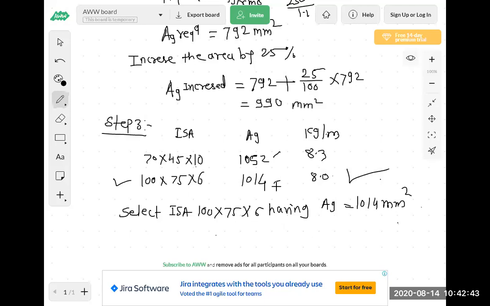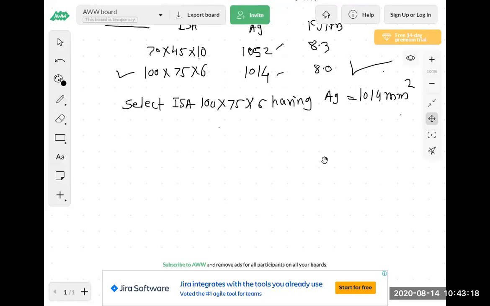Does everyone have the steel table? If you know the design procedure but you don't have the steel table or IS code, there is no value in it. Without the steel table and IS code, you cannot do anything. We have to select the section from the steel table and IS code. So now this selection is over.